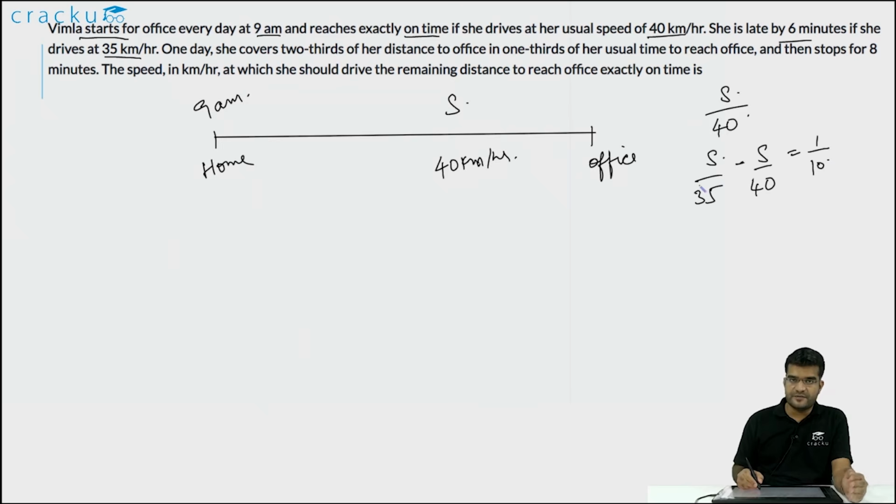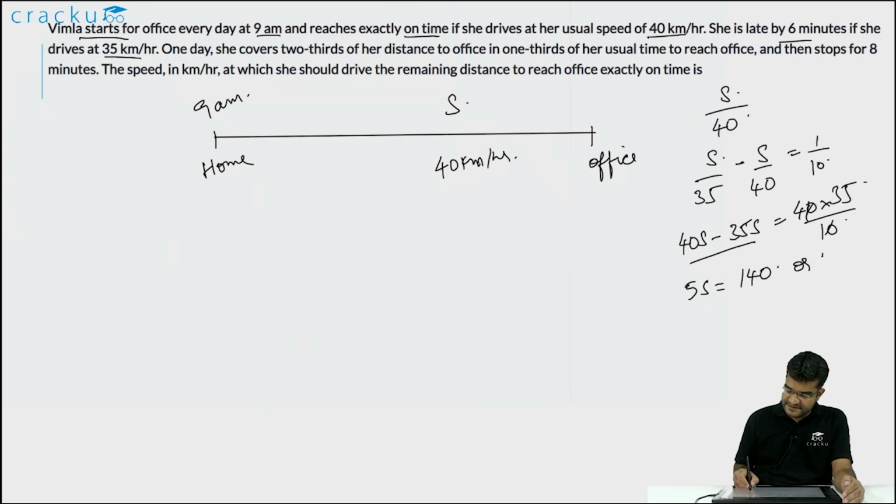So let us multiply both the sides of the equation by 35 into 40. So the left hand side will become equal to 40s minus 35s is equal to 40 into 35 divided by 10. We have just multiplied both sides with 40 into 35, so that some of the terms get cancelled. So the left hand side will become equal to 5s. This is equal to 4 into 35, which is equal to 140, or s is equal to 28 kilometers.